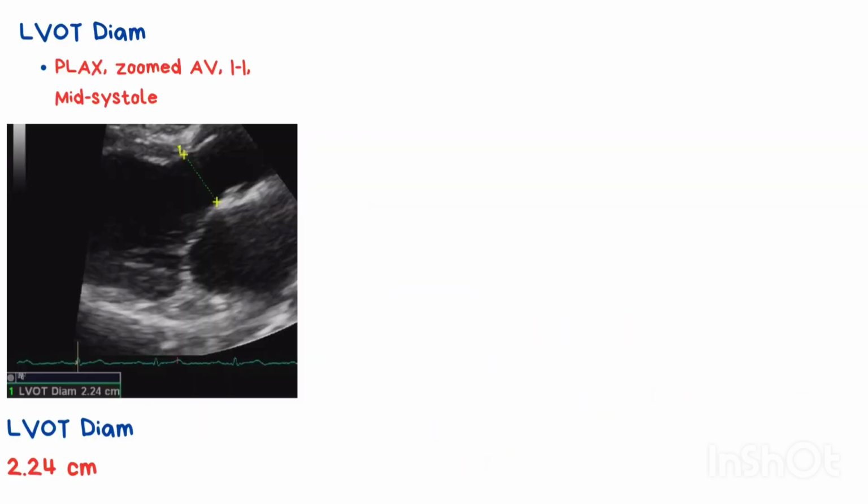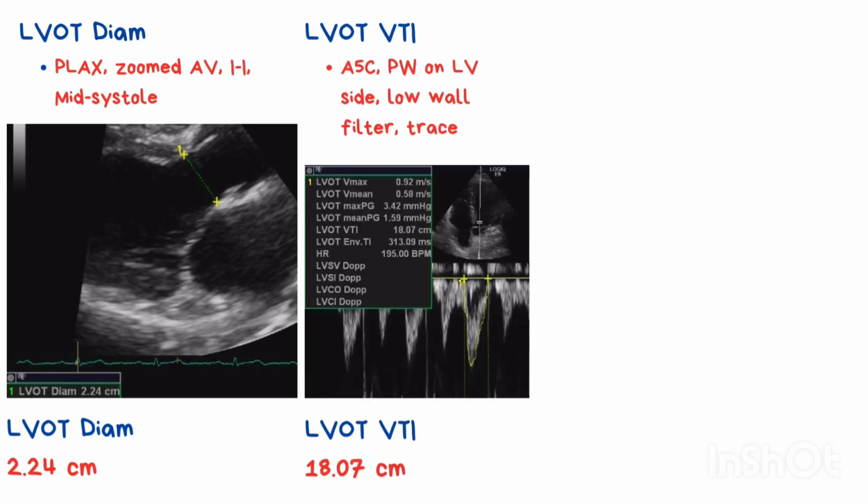Let's go through each one. First, the LVOT diameter. You'll measure this in the parasternal long axis view, PLAX. Zoom in on the aortic valve and take your measurement inner edge to inner edge, or eye to eye, during mid-systole when the valve is fully open. Second, the LVOT VTI. This is obtained from the apical 5-chamber view using pulsed wave Doppler. Place the sample volume just on the left ventricular side of the valve. Use a low wall filter and trace the Doppler waveform carefully to get your measurement.